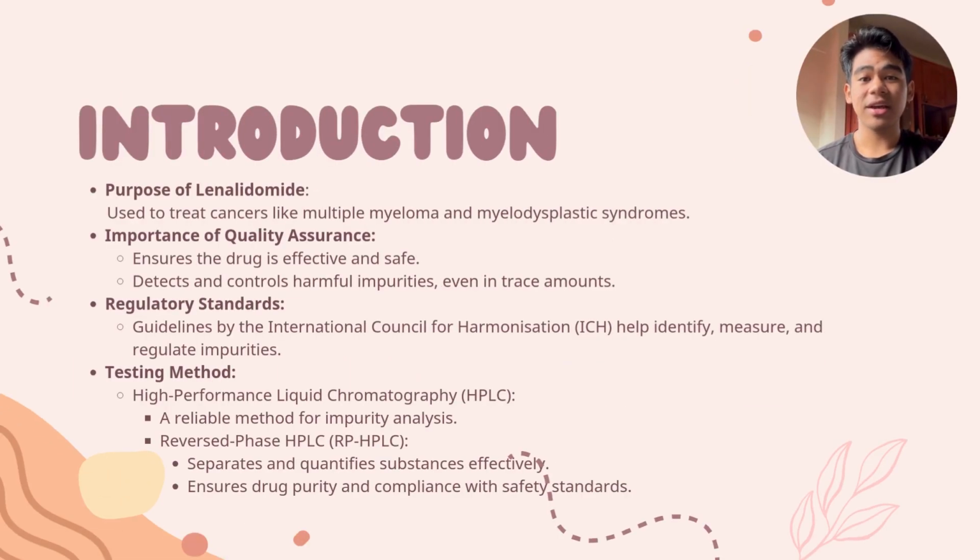Okay, start with introduction. Lenalidomide is a medicine used to treat certain cancers like multiple myeloma and myelodysplastic syndrome. To make sure the drug works well and is safe, it's very important to check its quality and ensure there are no harmful impurities, even in tiny amounts. Organizations like the International Council for Harmonization (ICH) set rules to identify, measure, and control these impurities. One of the best ways to test for impurities is high performance liquid chromatography (HPLC), especially reverse phase HPLC (RP-HPLC). This method helps separate and measure the different substances in the drug, making sure it's pure and meets safety standards.